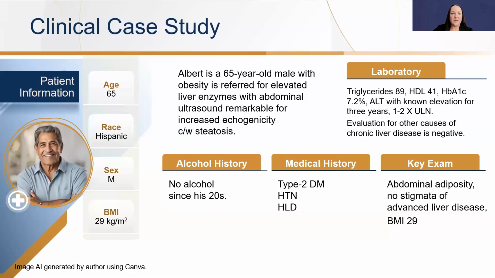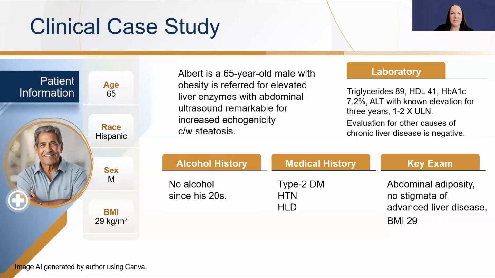We're going to start off by talking about a case study. We have Albert. He is a 65-year-old Hispanic male who has been referred for elevated liver enzymes. He has also had an abdominal ultrasound that showed fatty liver. Over to the right here, you can see his laboratory values. His hemoglobin A1C is elevated, and he has a 3-year history of a known elevated ALT.